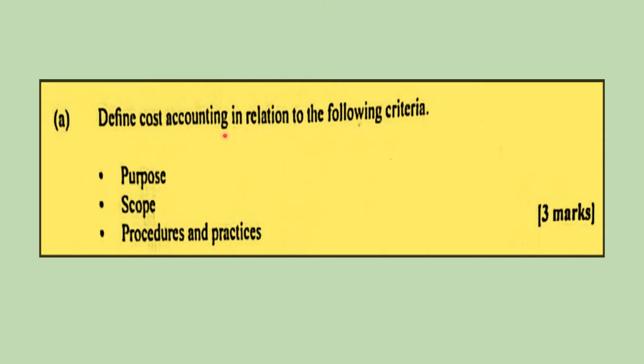Part A. Define cost accounting in relation to the following criteria: purpose, scope, procedures and practices, for 3 marks. Okay, so it's only 3 marks, so this should not have been a very long answer. We want to just focus on the purpose, the scope and the procedures and practices.